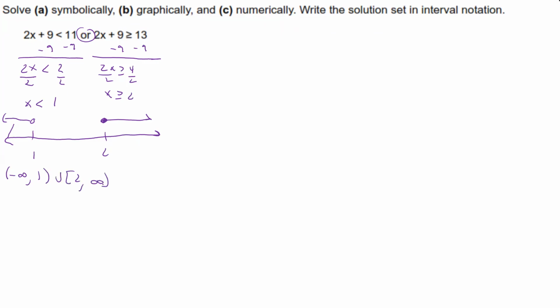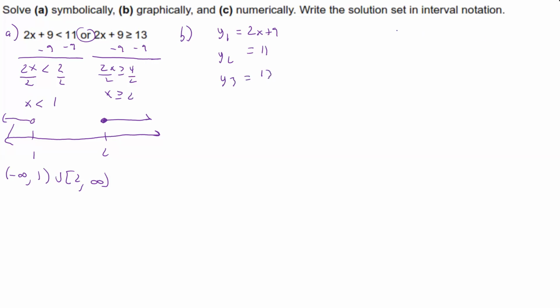Okay, so that's kind of our symbolic answer. So this is kind of A. B says graphically. All right, so let's see if we can draw this one graphically. So again, we're going to say y1 is equal to what? 2x plus 9, because it's the same in both of them. Y2 is equal to 11. Y3 equals 13.